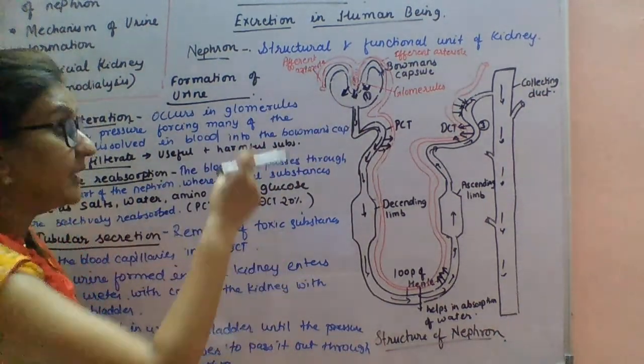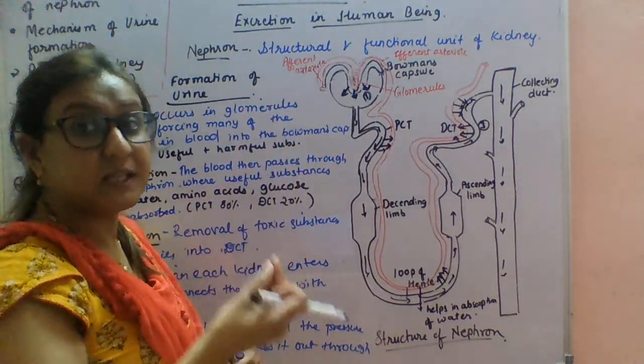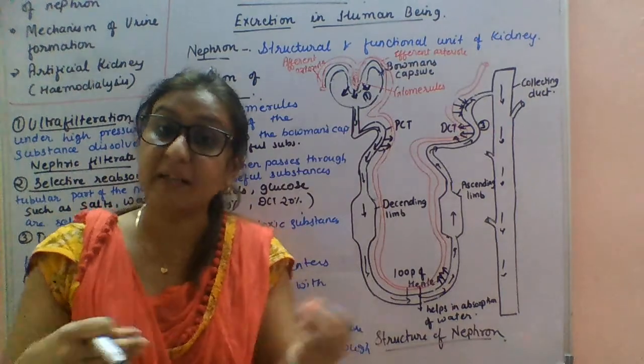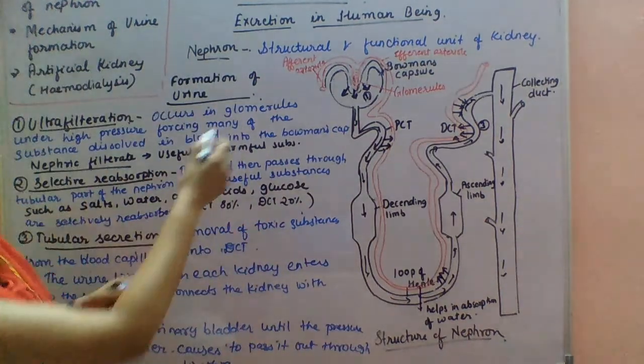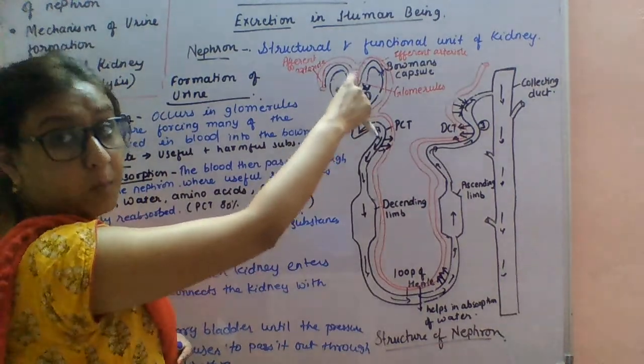Why is the pressure created? Because the blood is flowing through the capillaries from wider capillaries to narrower capillaries, forcing many of the substances dissolved in the blood into the Bowman's capsule.